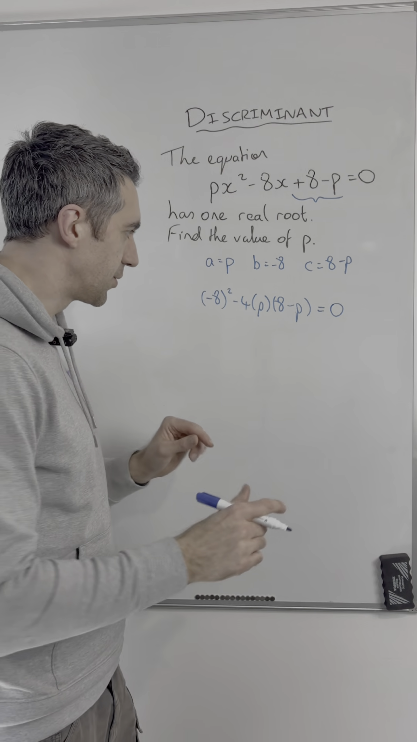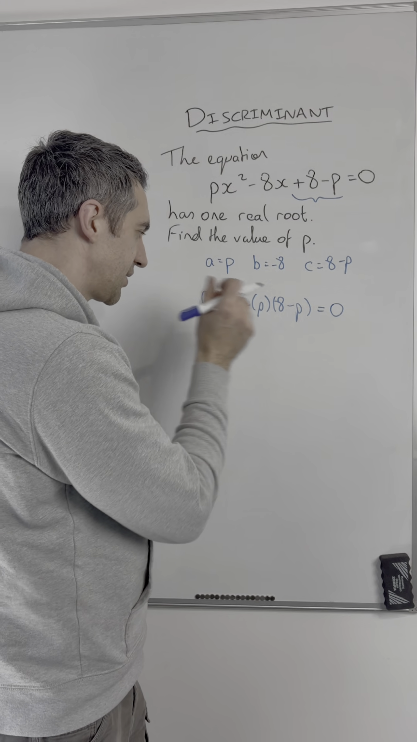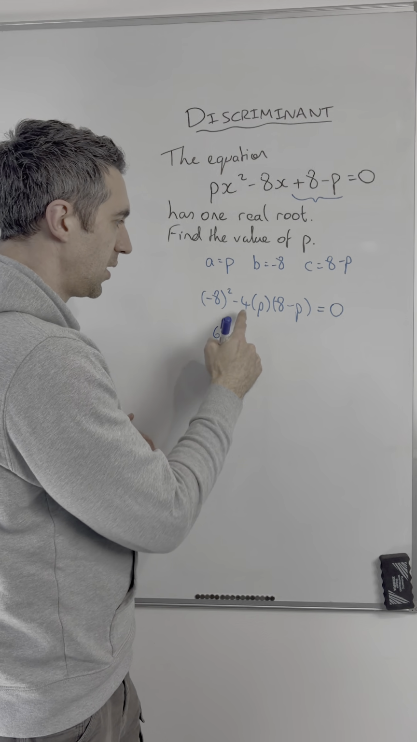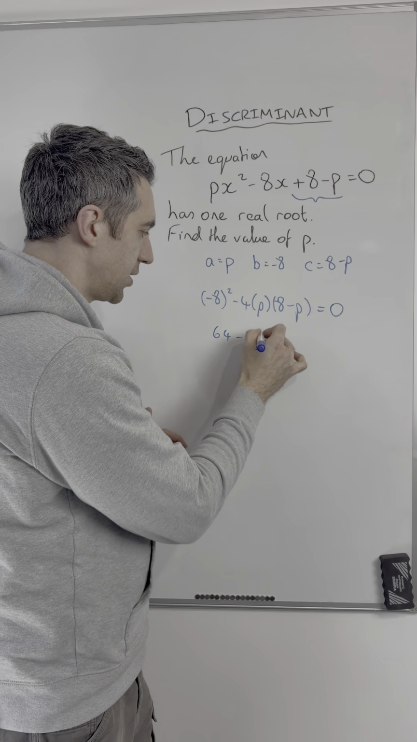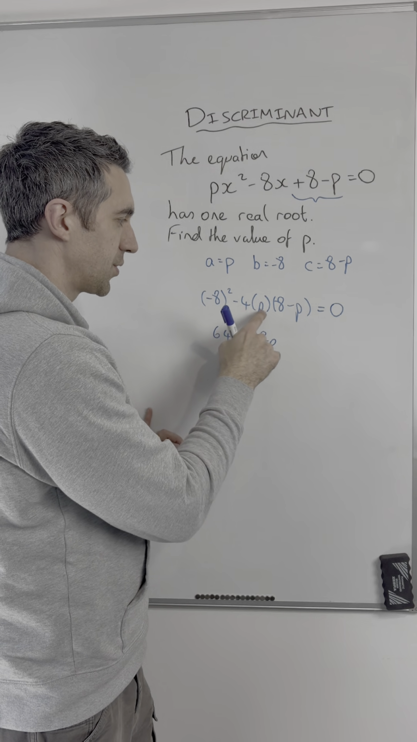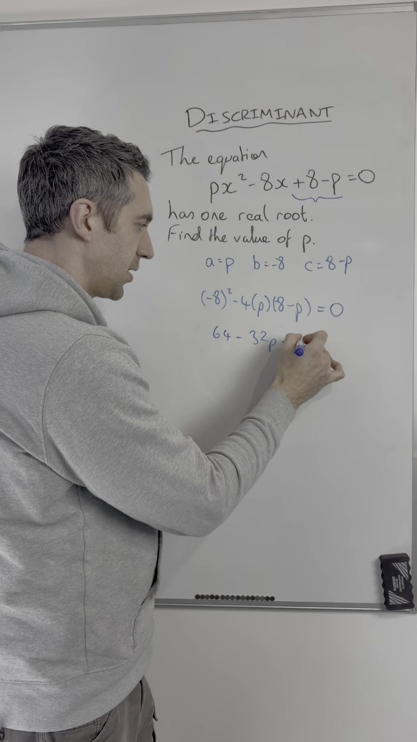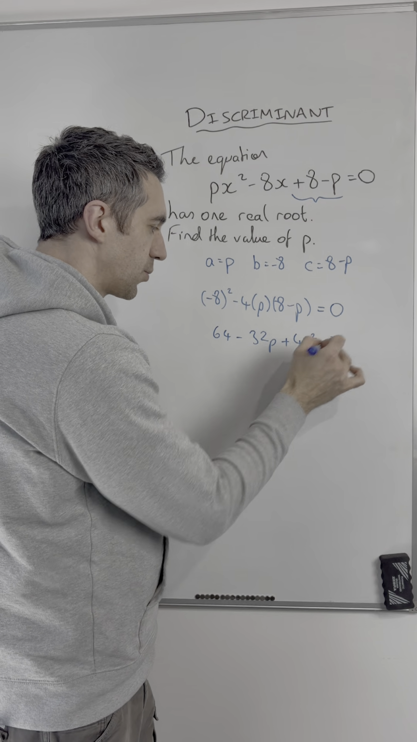But if we carry on from here, equal to 0 for one real root, we've got 64. Do a bit of simplifying here. So minus 4 times p times 8 gets us minus 32p. And then minus 4 times p times minus p is plus 4p squared. So it's still equal to 0.